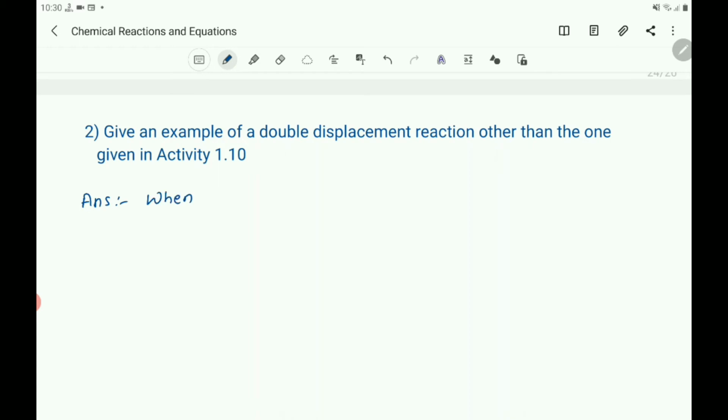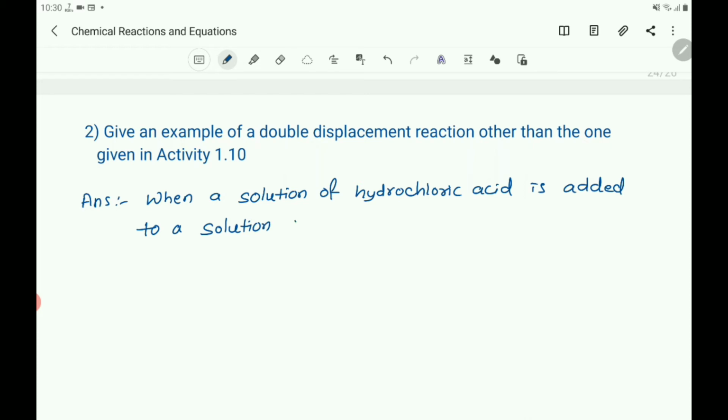When a solution of hydrochloric acid is added to a solution of lead nitrate, a white precipitate of lead chloride is formed.